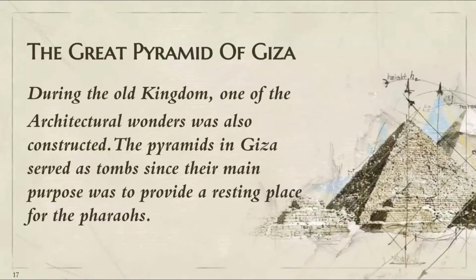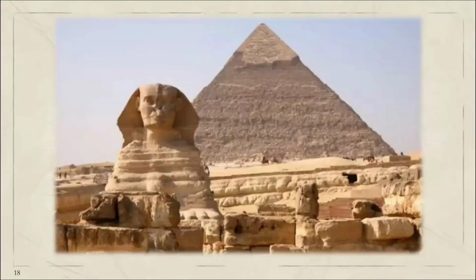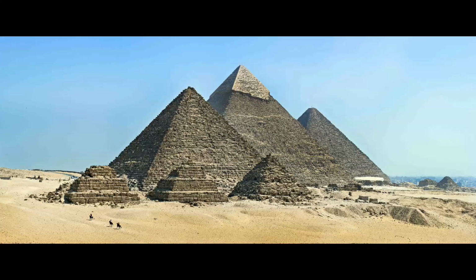The Great Pyramid of Giza. During the Old Kingdom, one of the architectural wonders was also constructed. The pyramids in Giza served as tombs, since their main purpose was to provide a resting place for the pharaohs. The Great Pyramid of Giza is one of the most iconic and largest pyramids in Egypt. It was built during the 4th dynasty of the Old Kingdom of Egypt, around 2580 to 2560 BCE.